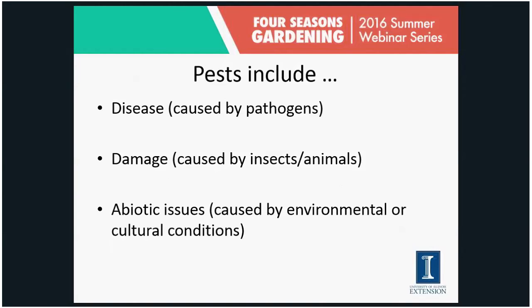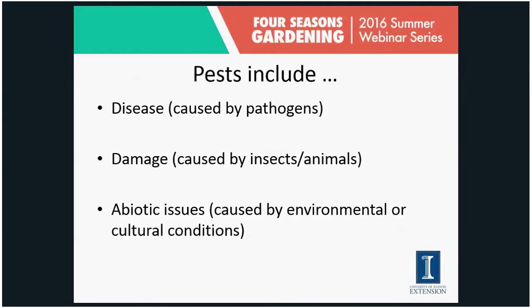So for the rest of this presentation, we're going to focus on oak problems. And plant problems in general are caused by three main categories of issues. We have diseases that are caused by pathogens. We have damage that can be caused by insects or animals, sometimes by us, by humans. And then we also have abiotic issues that are caused by environmental or cultural conditions.